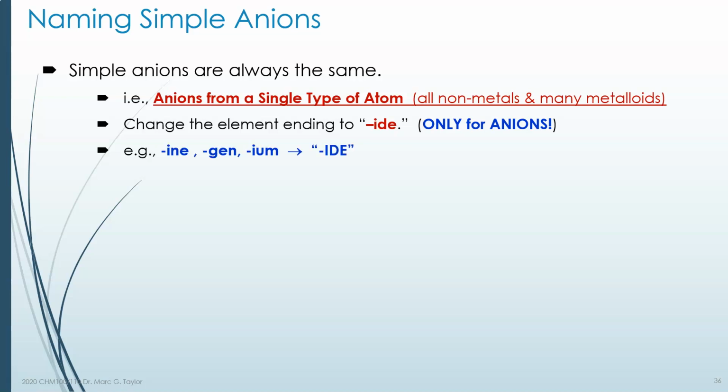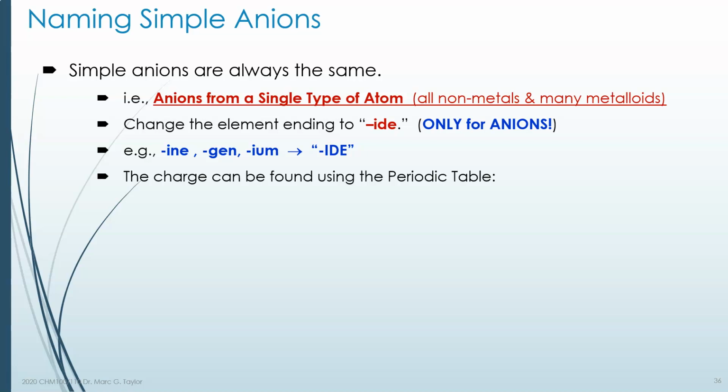And sometimes you chop off the INE, like fluorine, chlorine, bromine, iodine. And sometimes you chop off the gen, like hydrogen, oxygen, nitrogen. And sometimes you chop off the eum, like selenium. So if they become negative, they have the ending "ide."